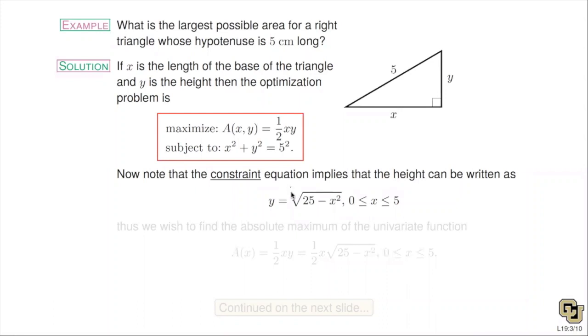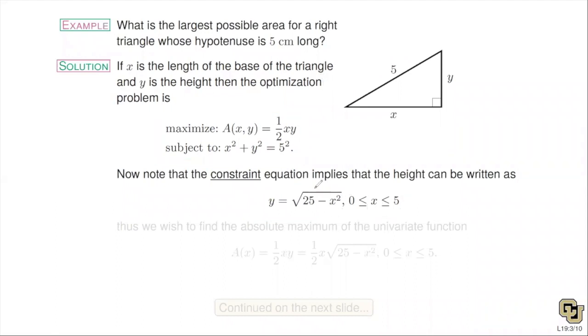So technically speaking, the mathematical solution is plus or minus. But because this is an applied problem and because y represents the height of the triangle, y cannot be negative. So here I'm only taking the positive root. And again here, x is required to be greater than or equal to 0 since x is a length measurement. And x is required to be less than or equal to 5 because of the domain restriction from taking the positive root of 25 minus x squared. We don't want to take the even root of a negative number.